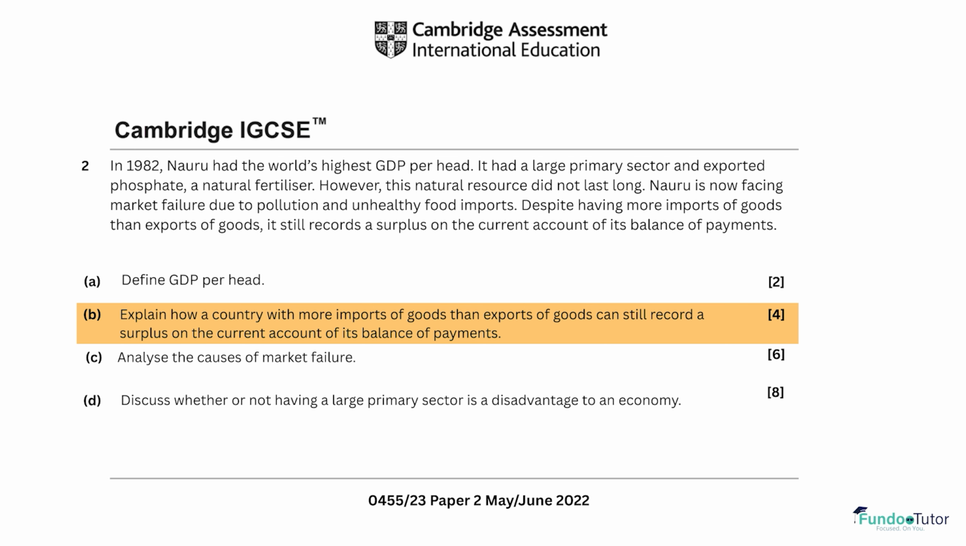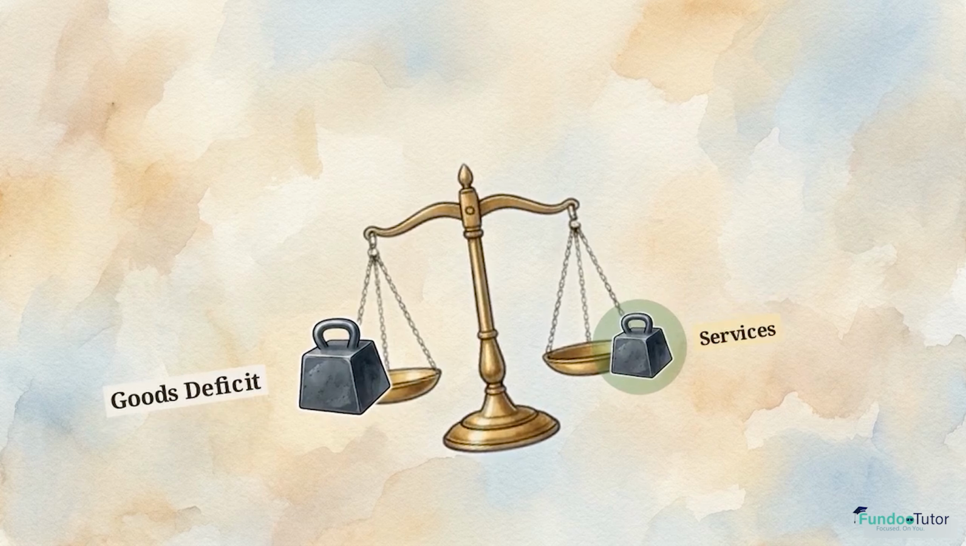This leads to a frequent 4-mark Paper 2 question. Explain how a country with more imports of goods than exports can still record an overall financial surplus. To answer this, we have to look beyond visible trade. The math works out because the other three components can offset that initial loss.